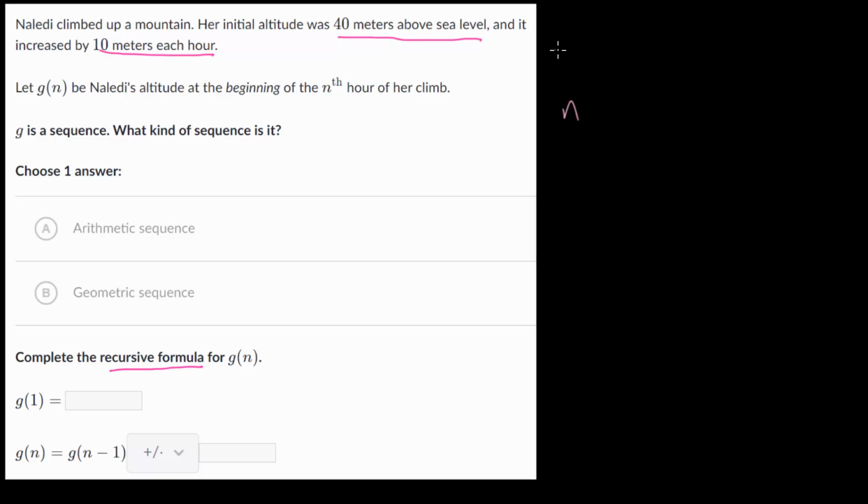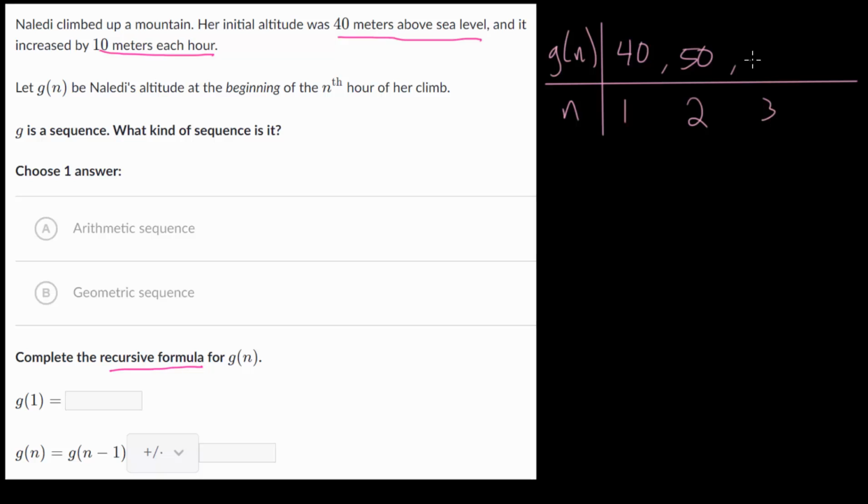So let's say that's our term value. Here's our G of n. Let's just make a quick table. And for our first term, or at the beginning of the first hour, she was 40 meters above sea level, so positive 40. And then each hour, it increased by 10 meters. So at the beginning of the second hour, she was at 50. At the beginning of the third hour, she was at 60, and so on. So we can see that this is arithmetic, since we are adding a fixed amount every time. In fact, in this case, our common difference is 10. We're just adding 10 to go from one term to the next.